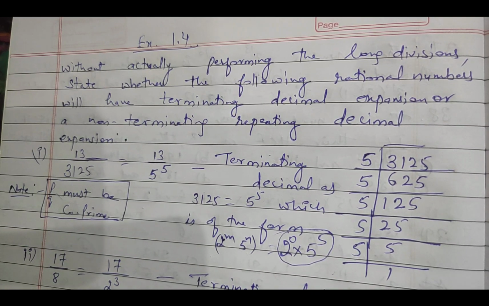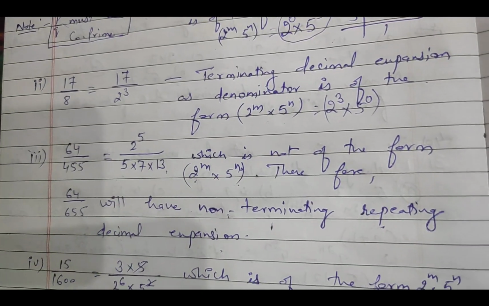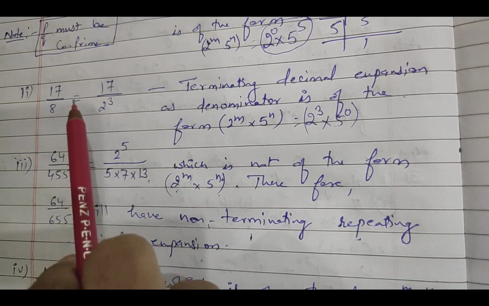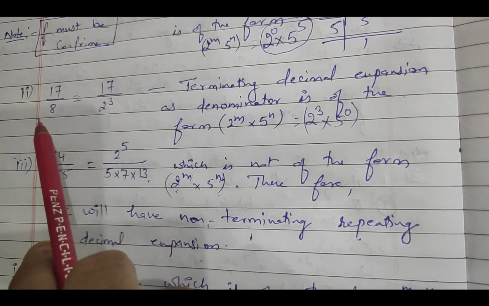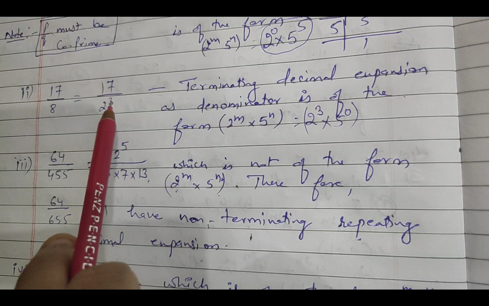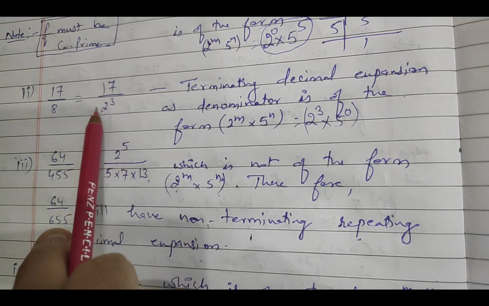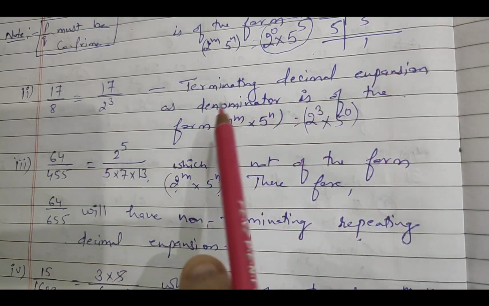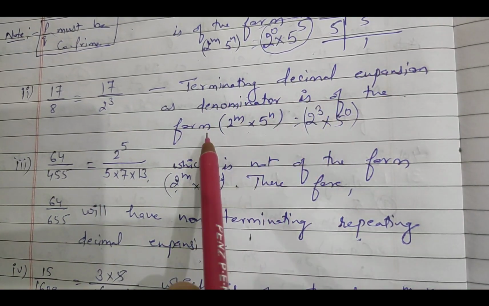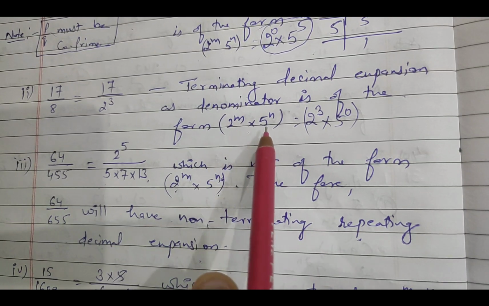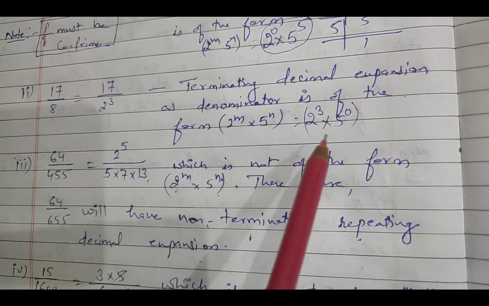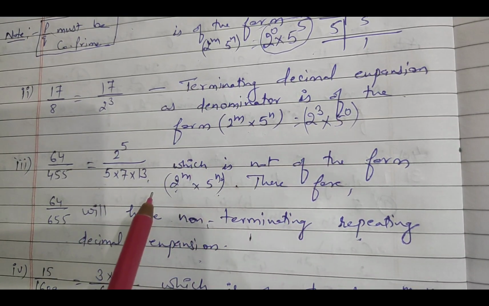Come to the second question, that is 17 upon 8. So 17 cannot be factorized further because it is a prime number itself, and 8 can be written as 2 raised to power 3. So as you can see here, we have only the factor 2. So it is a terminating decimal expansion as the denominator is of the form 2 raised to power m into 5 raised to power n, right? Again here 5 is not there, so we can write 5 raised to power 0 also.